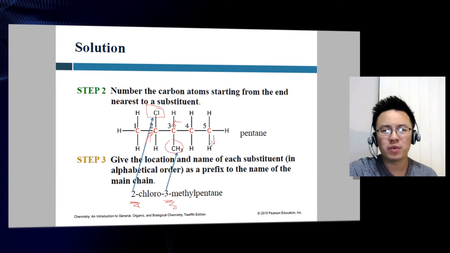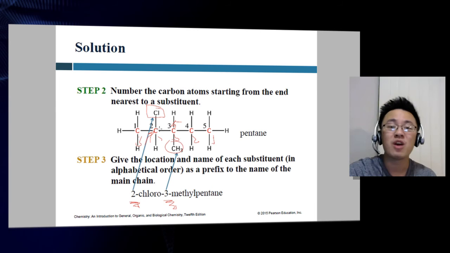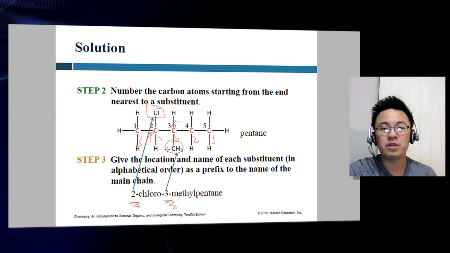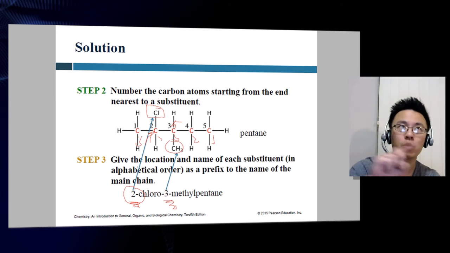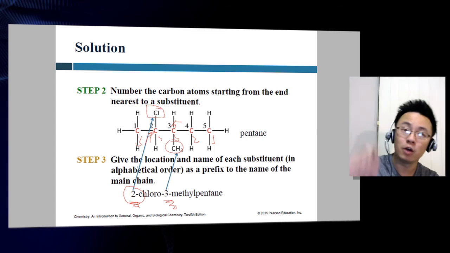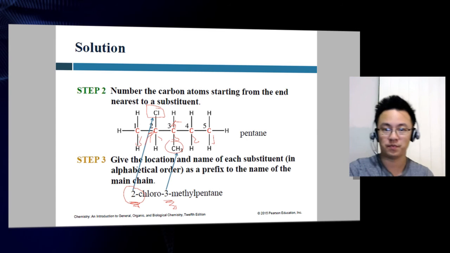Why don't we go the other way? 1, 2, 3, 4, 5. It is possible, but the problem here is that we would have a 3, 4. Okay, it would be 3-methyl, 4-chloro, and so therefore that would not give us the lowest numbered carbon. So we always want to order our numbers in order to give the lowest number of the carbon.